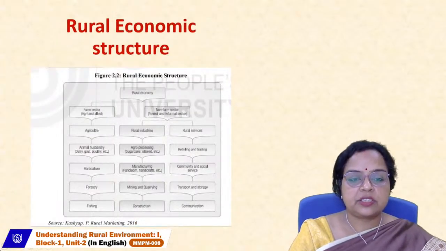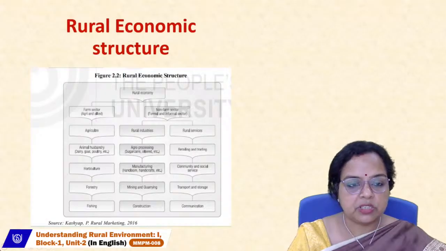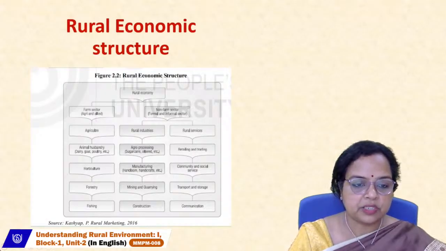Rural economic structures, as we discussed, are basically farm sectors and non-farm sectors. If you come down to the farm sector, it has agriculture and animal husbandry.